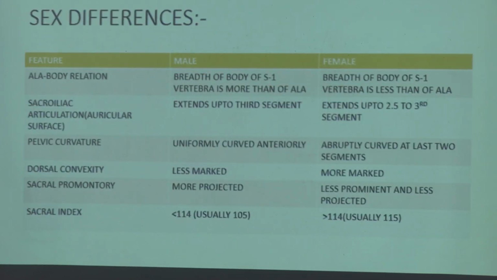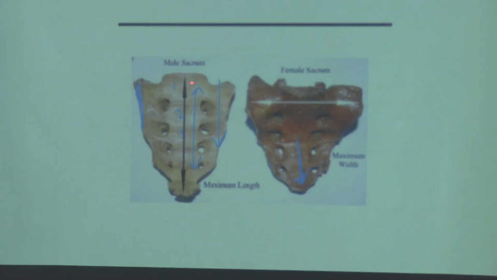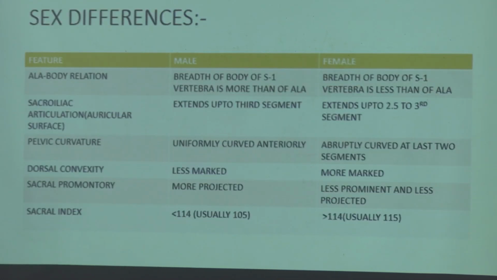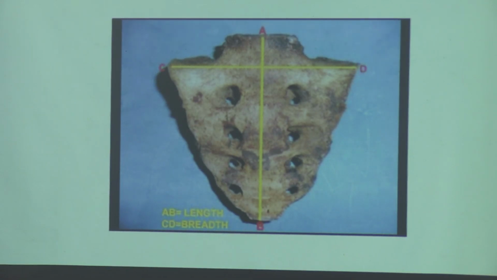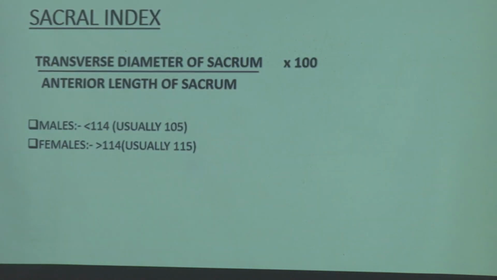Sacral promontory will be more projected in the male sacrum and less projected in the female sacrum. And what is the sacral index? Basically breadth by length. How do you calculate it? We take the transverse diameter of the sacrum, that is the breadth, and the anterior length of the sacrum. Breadth divided by length, multiplied by 100, gives you the sacral index. It is less in males, less than 114, and in females it is more than 140.